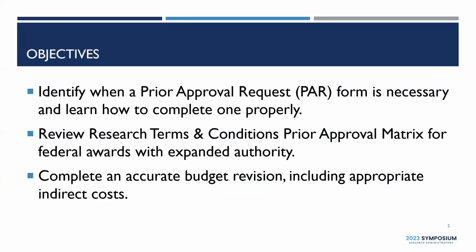Okay, so today we're just going to cover a couple of topics over here. We're going to talk about prior approval requests, not just the prior approval requests in general, but also the specific form that you need to use. We're going to talk about the research terms and conditions prior approval matrix. And then finally, we're going to talk about everyone's favorite subject, the budget revisions and how to calculate one accurately.